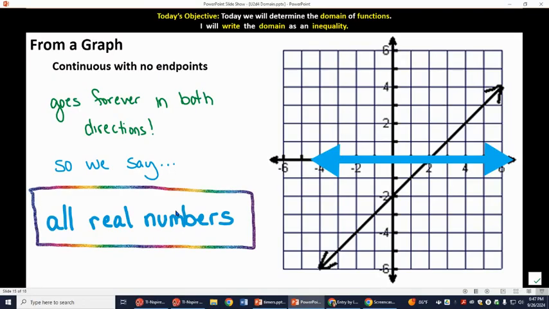You'll learn when you get to Algebra 2 that there are some numbers out there that are imaginary and not real. We won't work with those this year, but we will still refer to them as all real numbers.